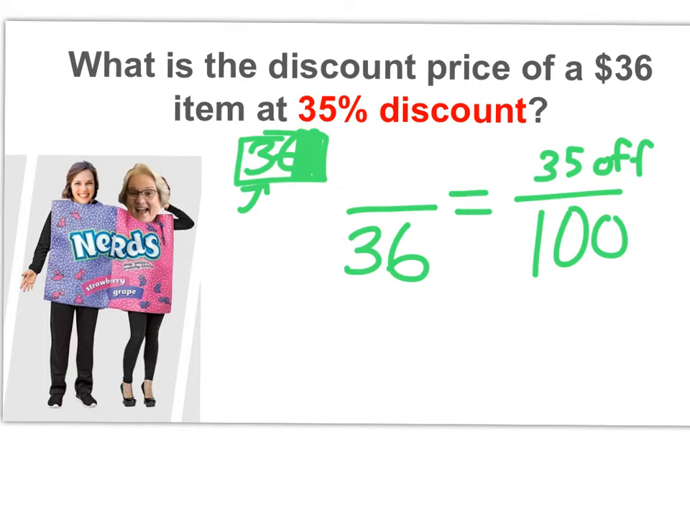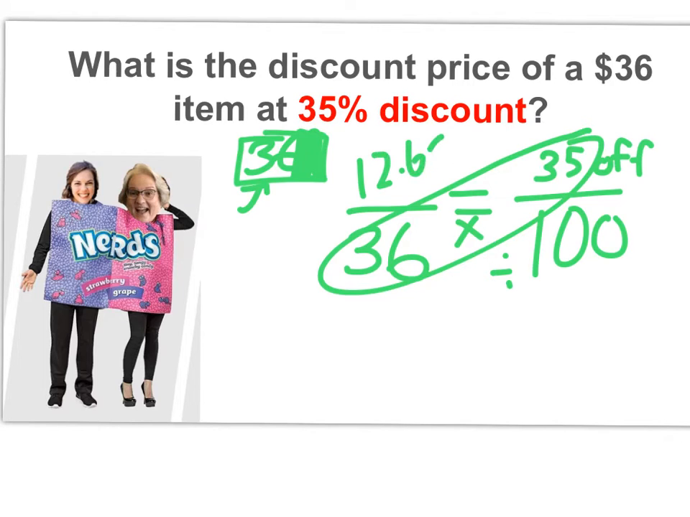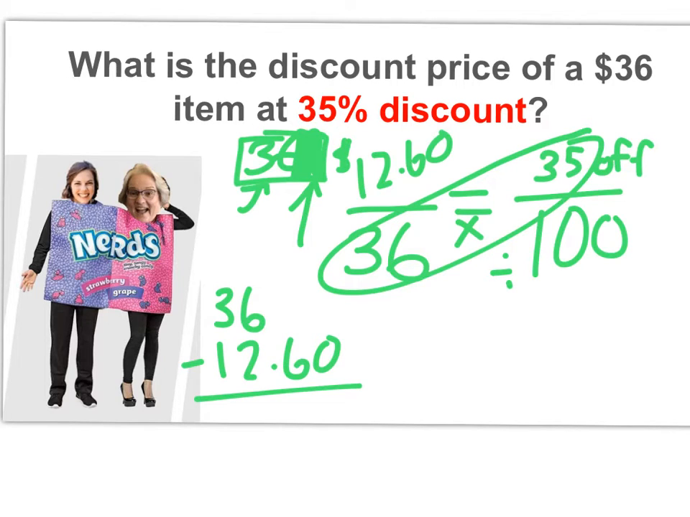So when I find 35% of 36, which of course is multiply your diagonals and divide by the other one, you're going to get $12.60. And some people will put $12.60 down as their answer, but that's how much it is off. That's that piece. That's what we chopped off the price. So now we need to take that 36 and subtract $12.60 to get our answer, which is, of course, $23.40.